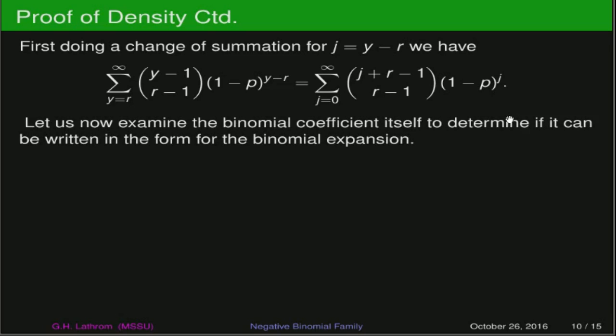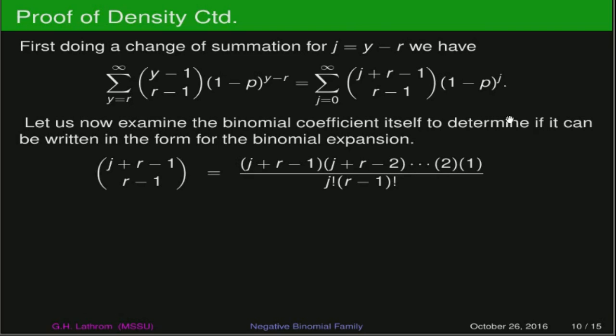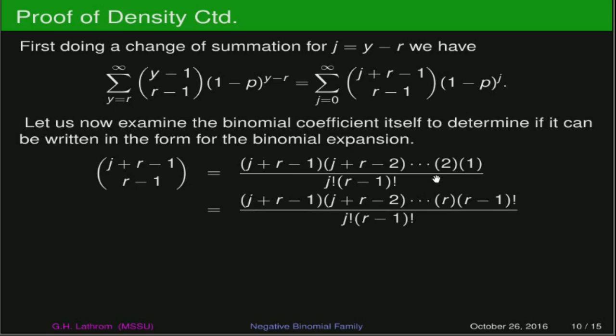And so if we write out its definition, now j is an integer, r is an integer, so this is our usual definition for our binomial coefficients. So if we just write that out, we've got j plus r minus 1 factorial over j factorial times r minus 1 factorial. And so taking the r minus 1 factorial on the end, we'll group those together. We cancel with an r minus 1 factorial in the denominator to give us j plus r minus 1 all the way down to r.